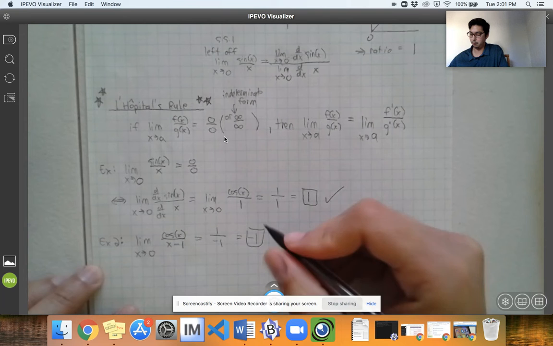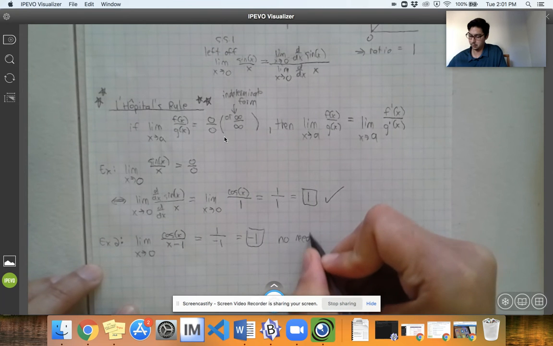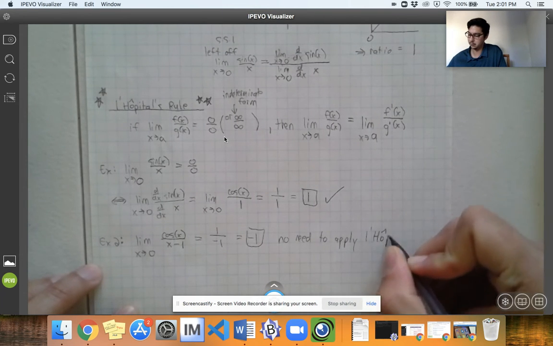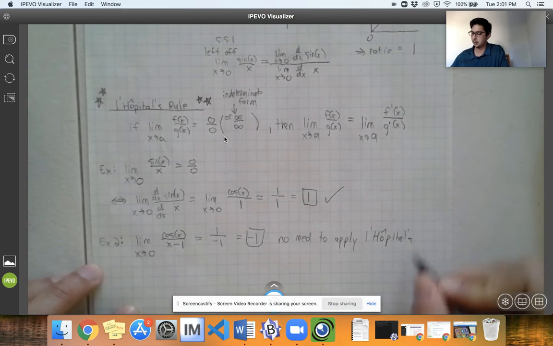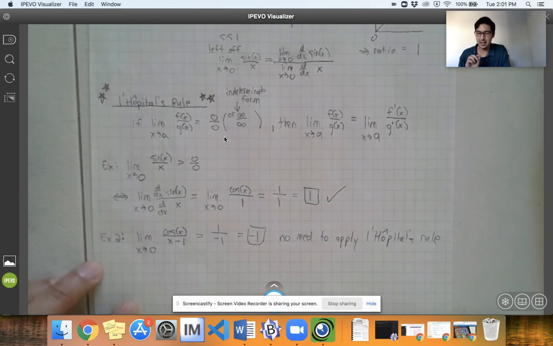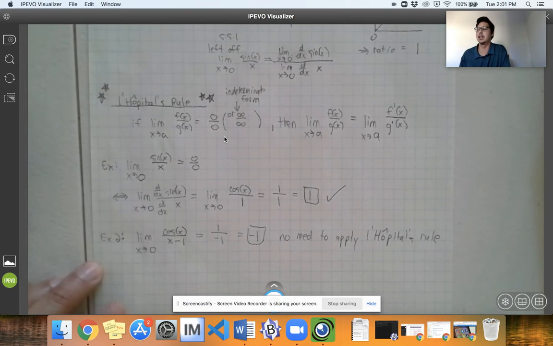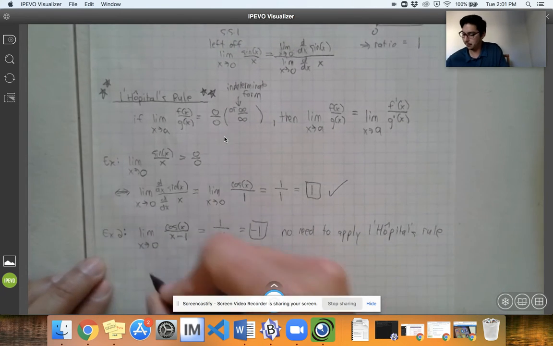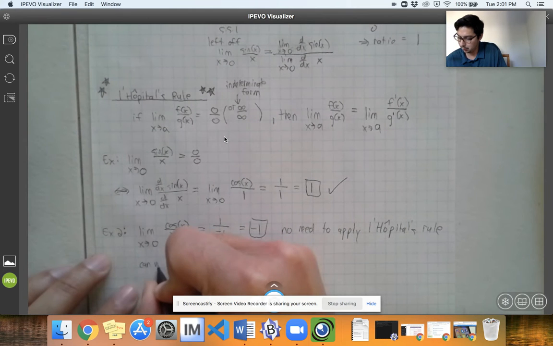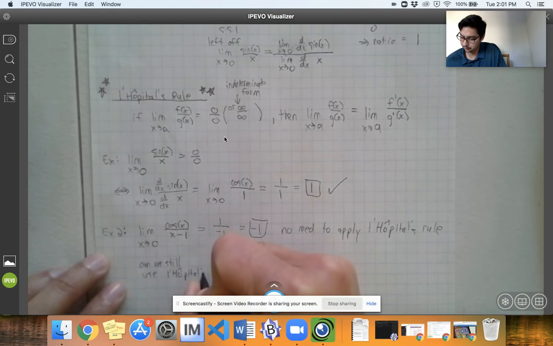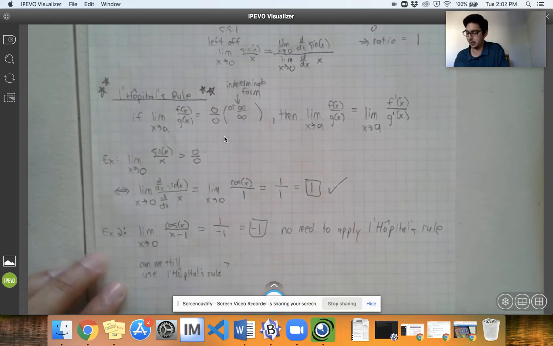So notice there's no need to apply L'Hopital's here, because we never got an indeterminate form. But what if you try anyway? What if it's like, hey, Mr. Hein, I know we didn't need to, but let's try it anyway. Can we still use L'Hopital's rule, is the question, and still get negative 1?